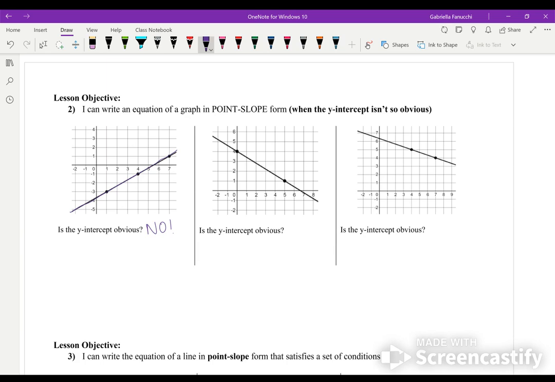First off, let's pick a point. I'm just going to use this one right here, and that's going to be 1, -3. Now we have to find the slope.